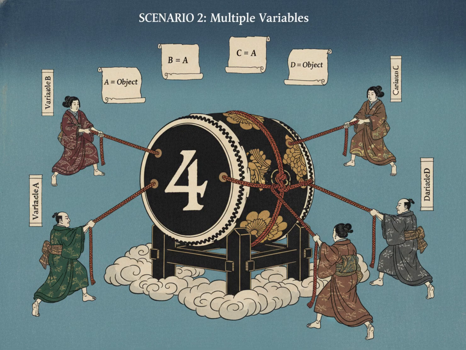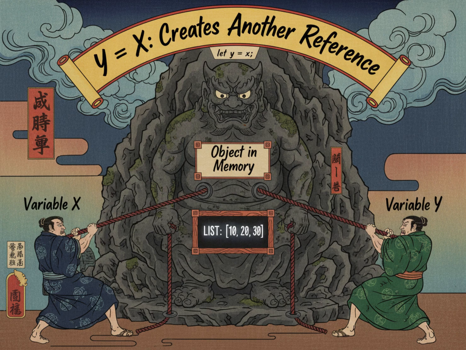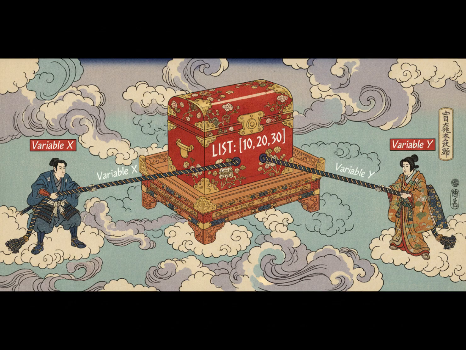The second scenario, what happens when another variable points to the same object? Here is our list. Now y is going to be equal to x. After y equals x, the count jumps to 3. Why? We now have variable x pointing to our list, variable y, and of course the temporary reference in getrefcount. Important point, y equals x doesn't copy the list. It just creates another reference to the same object in memory.